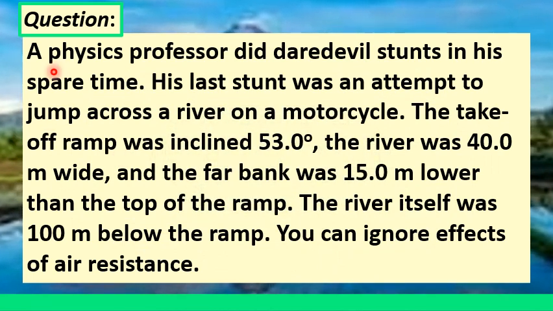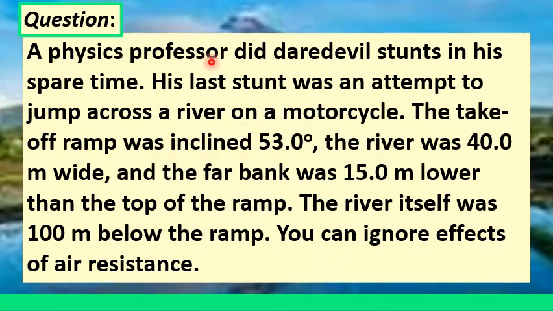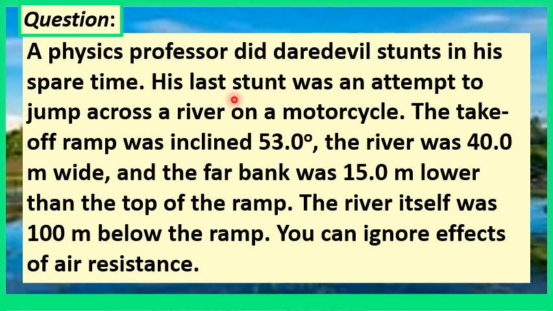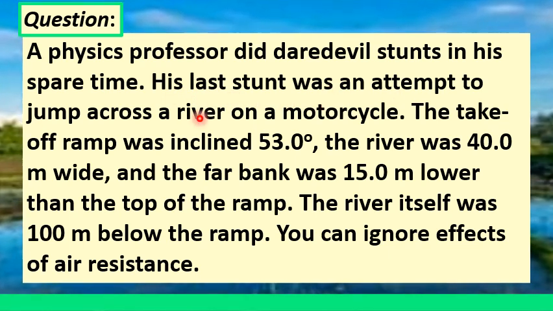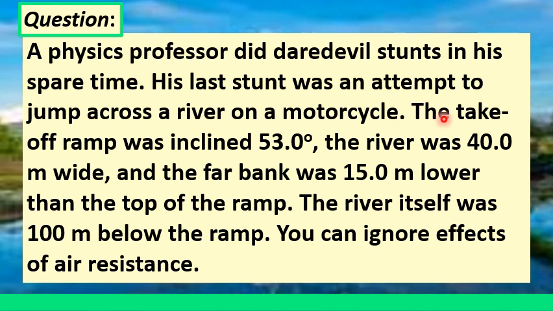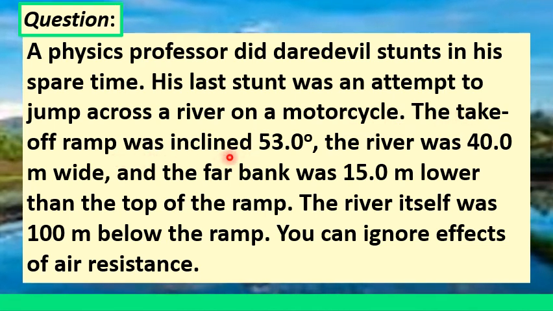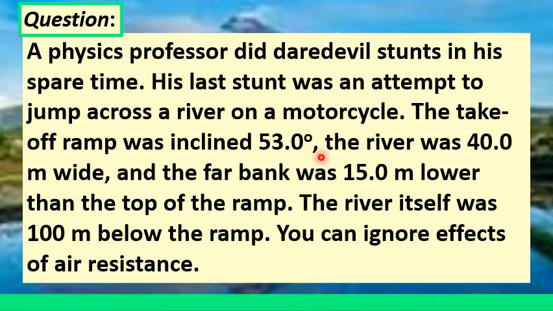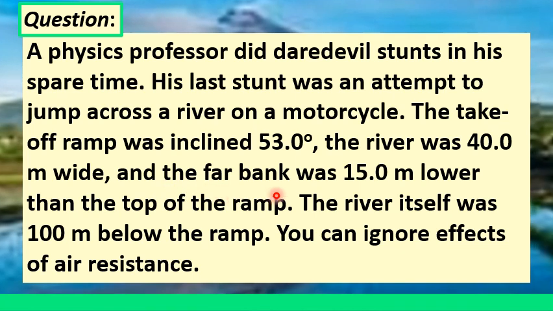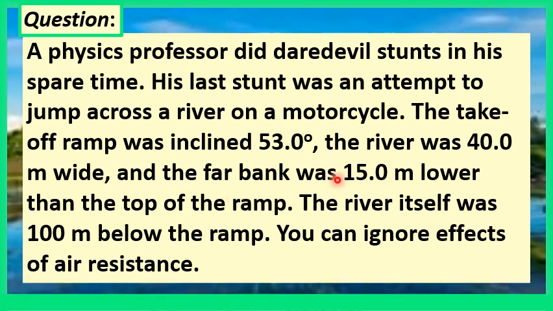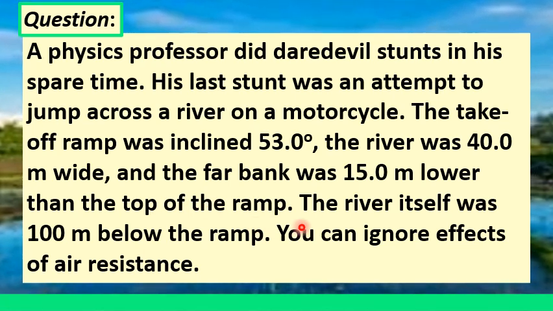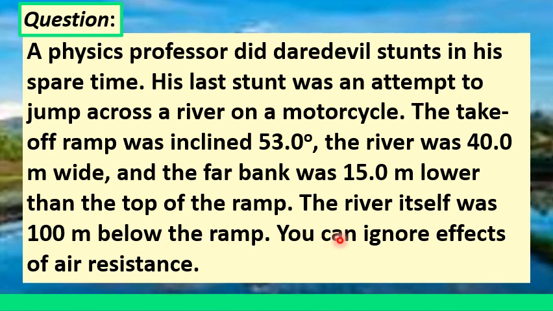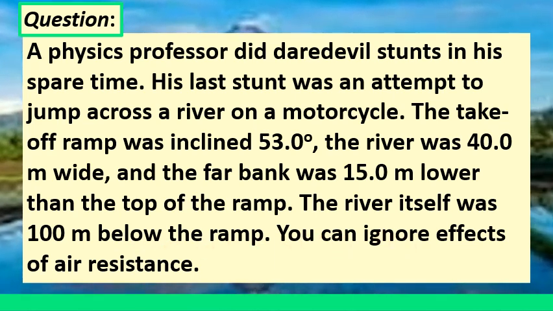The question is, a physics professor did Daredevil stunts in his spare time. His last stunt was an attempt to jump across a river on a motorcycle. The takeoff ramp was inclined 53.0 degrees. The river was 40.0 meters wide and the far bank was 15.0 meters lower than the top of the ramp. The river itself was 100 meters below the ramp. You can ignore effects of air resistance.